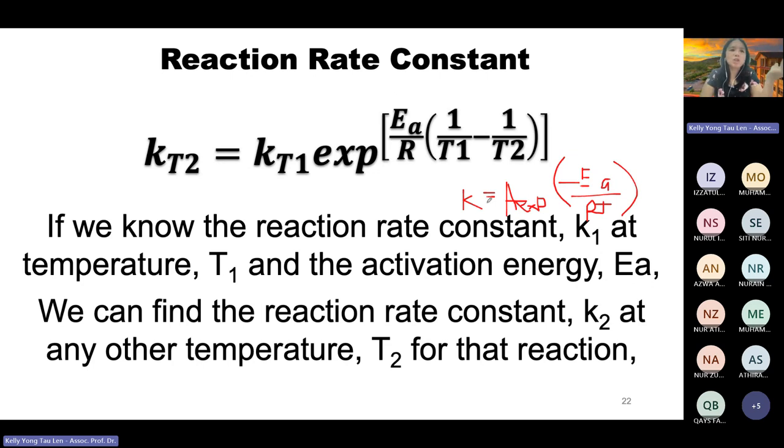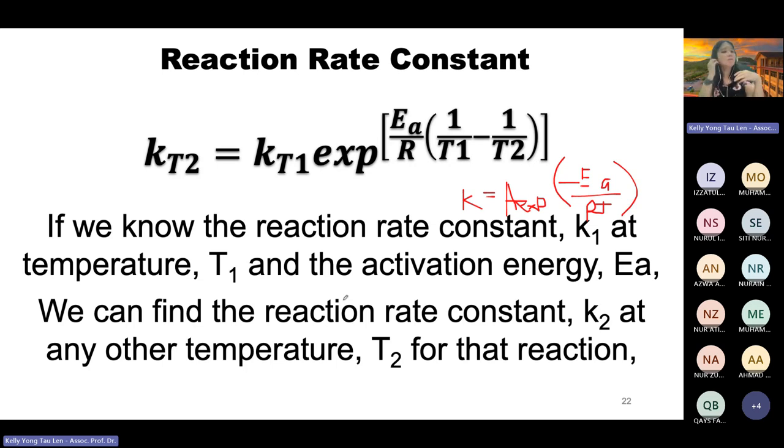Now we have a second version of the equation where you do not need A. You can calculate even without knowing A, but it is for certain scenarios only. What scenario is that? Let's say, you understand that I say K changes with temperature.